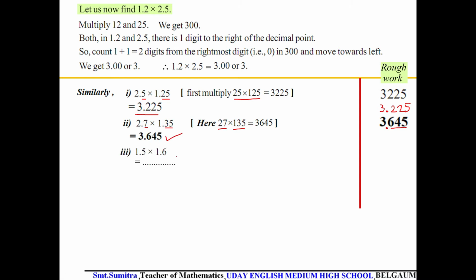I want you to try this one yourself. 2.3 into 4.35. Multiply 23 into 435. This is 10,005. The question is to put the decimal point. After the decimal point 1 digit, after the decimal point 2 digits. So in the answer, after the decimal point 3 digits must be there. So the answer is 10.005.